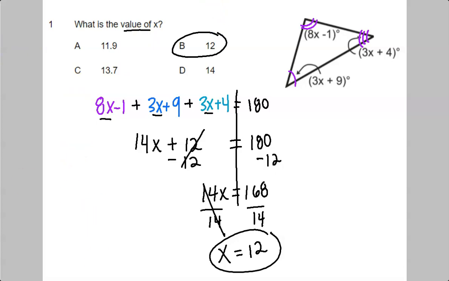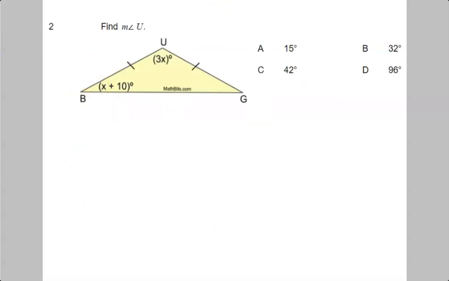All right, let's look at the next question. So next question, we're solving for the measurement of angle U. We're finding the measurement of angle U. Hopefully we see that angle U is written here at the top of our triangle. And again, we're going to be looking for markings, and we're trying to figure out what these markings mean.